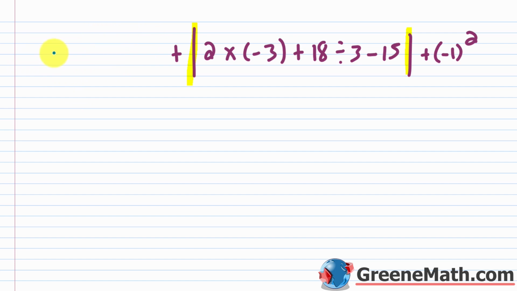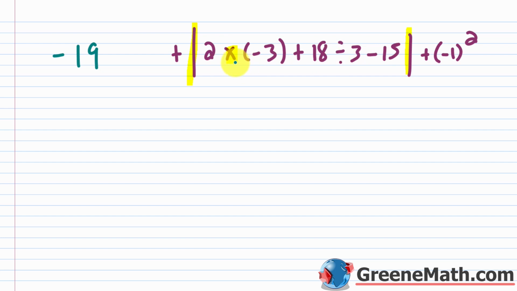And I'll just say that this is negative 19. All right, so now I'm going to mess with this guy right here. Inside the absolute value bars, you will notice that you have multiplication, addition, division, and subtraction. The multiplication occurs to the left of the division, so that means it has a higher priority.